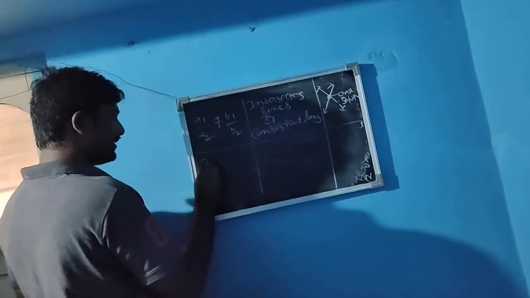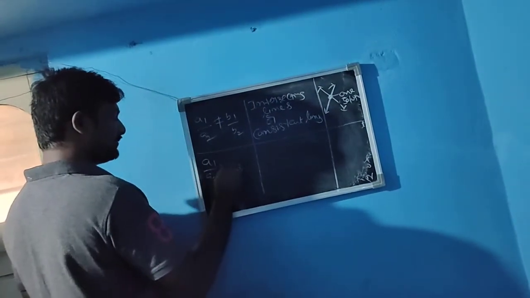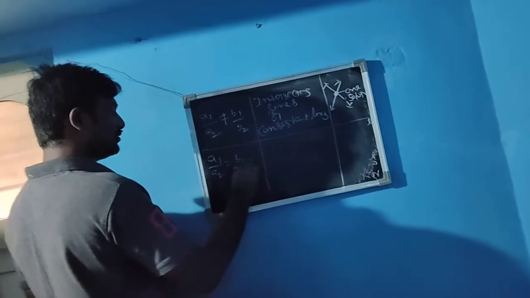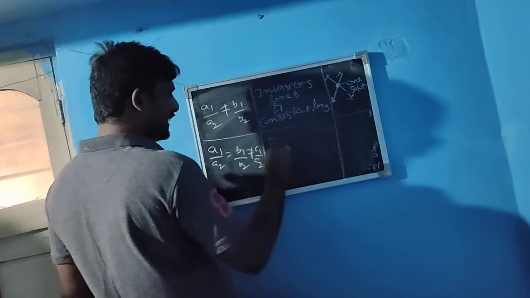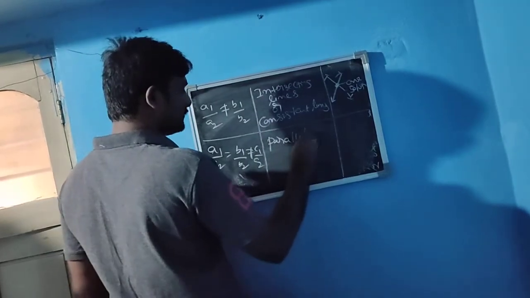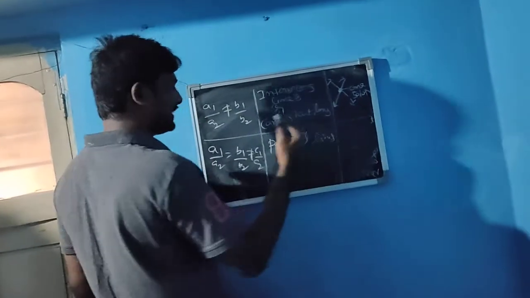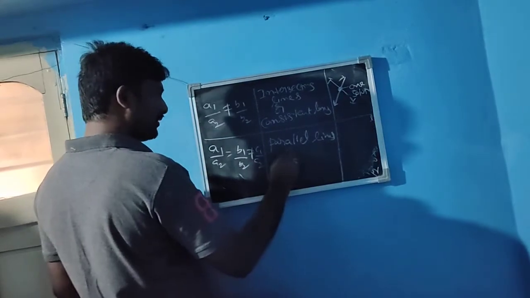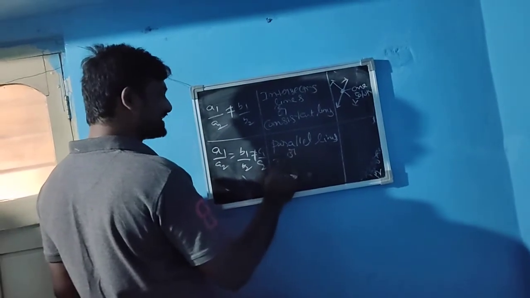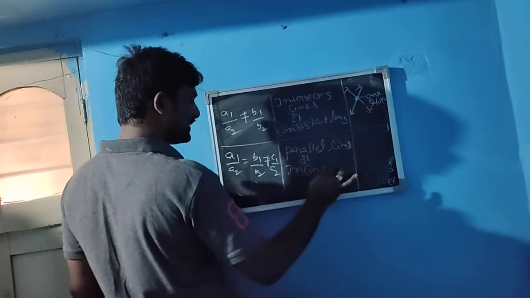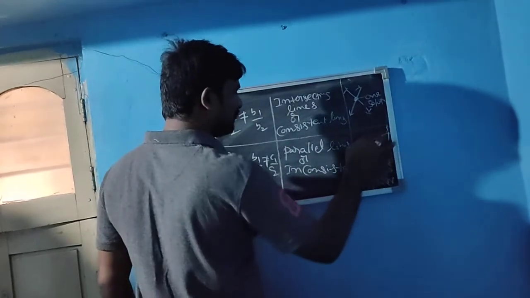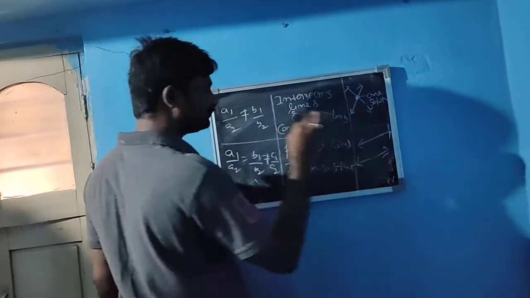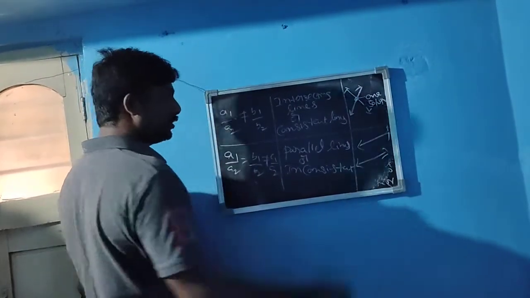Second one is a1 by a2 is equal to b1 by b2 not equal to c1 by c2. This line is known as parallel lines. One more name is called inconsistent lines. This is a graph of parallel lines. No solution.